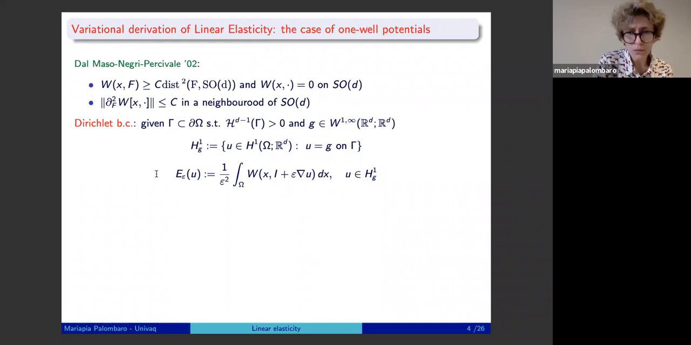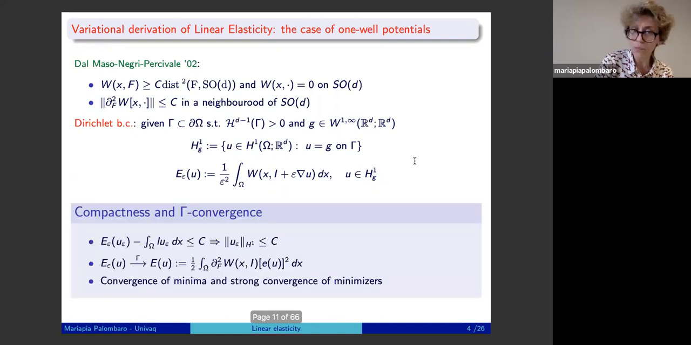Of course, when we study minimum problems, we need to assign some boundary conditions. So the boundary condition is assigned on the displacement: u is equal to g on a portion of the boundary of omega or on the whole boundary. This is the rescaled functional. What they proved, Dal Maso, Negri, and Percivale, is the following gamma convergence result.